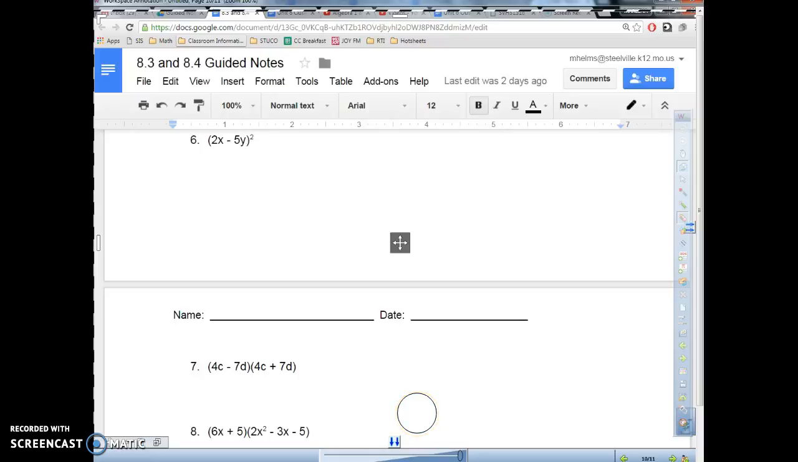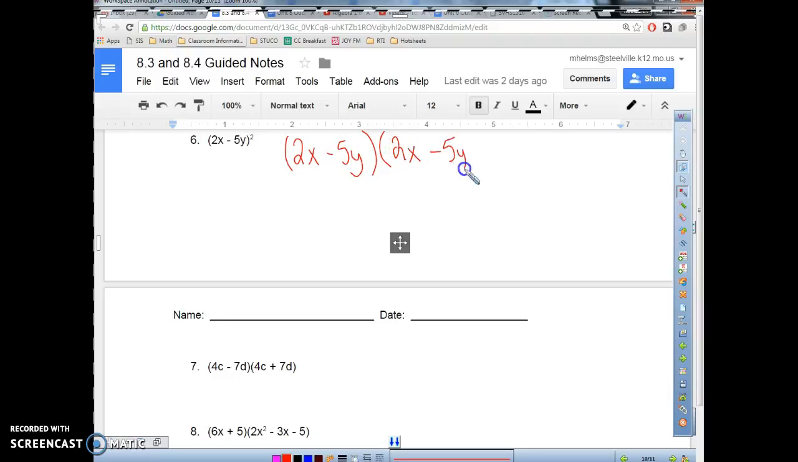Okay, number 6 is just like number 5. You have to write it as two different parentheses. You have 2x minus 5y times 2x minus 5y. And then you FOIL. So you do your first.